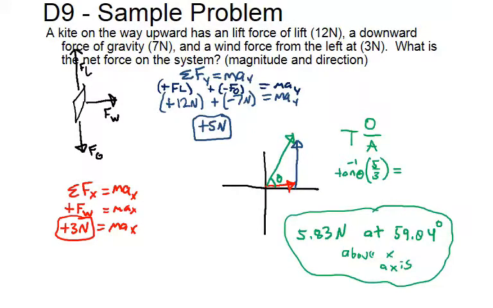We have the 3 newtons down here, 5 newtons going here. So inverse tangent, we should get 59.04 degrees, 5.83 newtons above the x-axis. So instead of saying north of east, we can reference things based on the coordinate axis if that's more applicable.